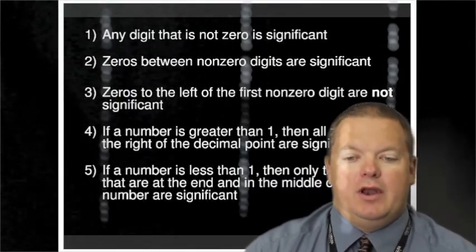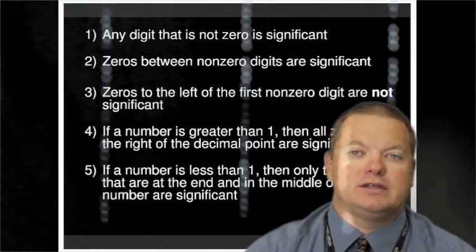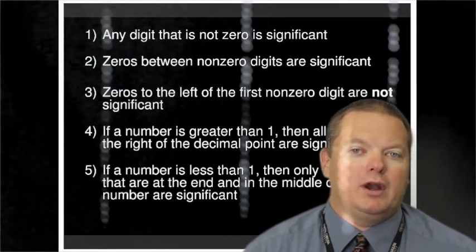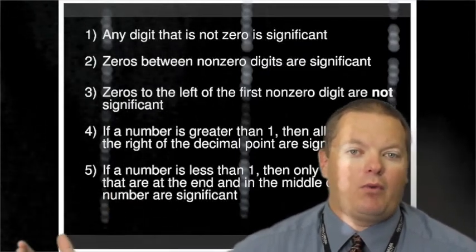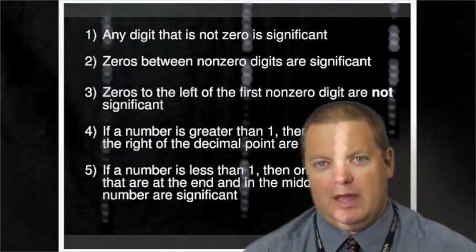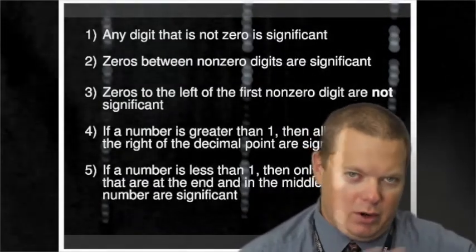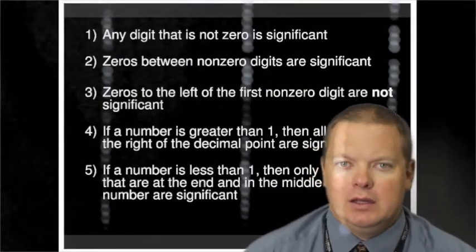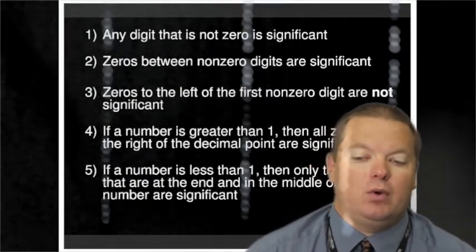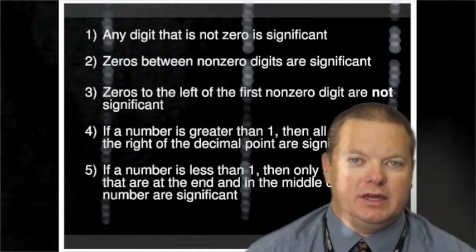Number 4, if a number is greater than 1, then all zeros to the right of the decimal are significant. So if we include zeros to the right of the decimal point in a number greater than 1, all of those are going to be significant. So like 10.0, that would have 3 significant digits because there are zeros to the right of a non-zero number. And number 5, if a number is less than 1, then only the zeros at the end and in the middle of the number are significant.